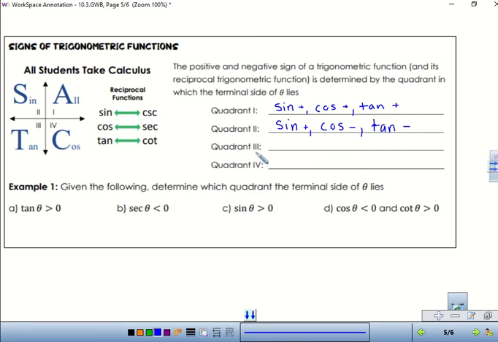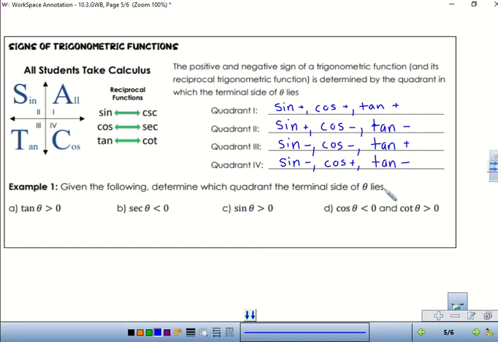So the next one is the third quadrant, and the only one positive there is tangent. So sine is negative, cosine is negative, but tangent is positive. And in quadrant 4, sine is negative, cosine is positive, but tangent is negative.